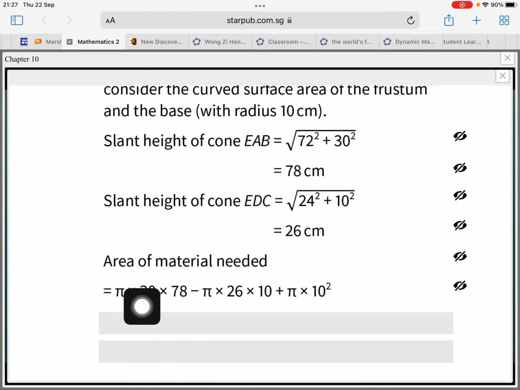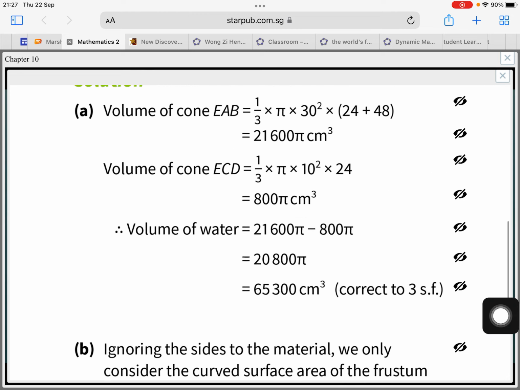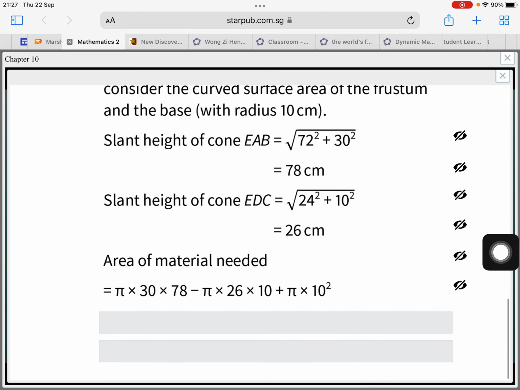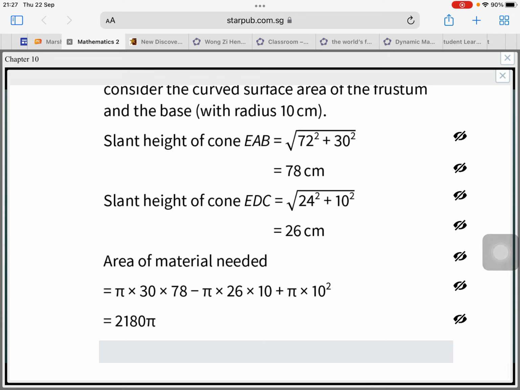Other than this curved surface area, you need this base, of this circle, to be the base of the bucket. So it's pi r square, so pi 10 square. Key everything into a calculator. Before that, of course, you can calculate without the pi to have a more accurate value. The final answer will be 6850 cm squared. Take note, this is an area, so it should be cm squared, not cm, not cm cube.